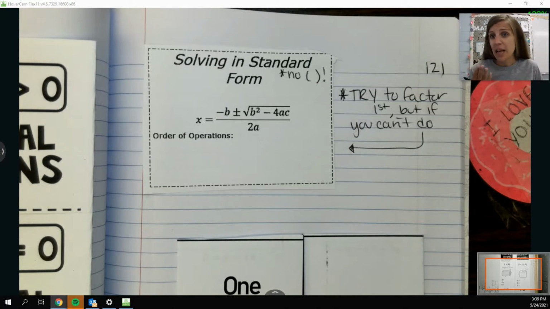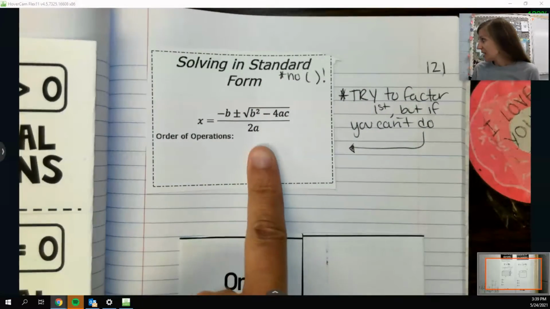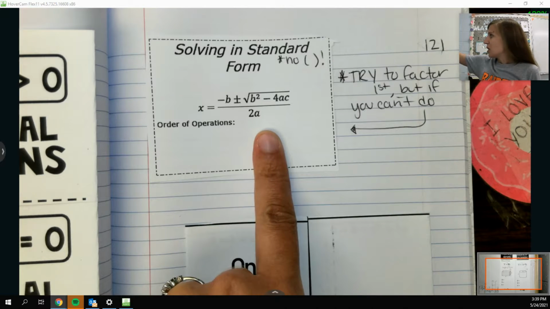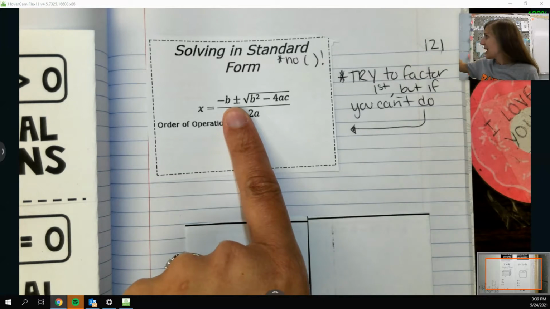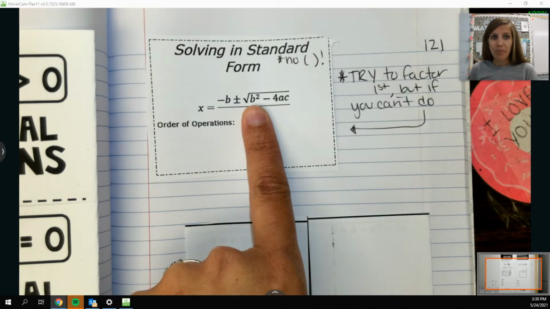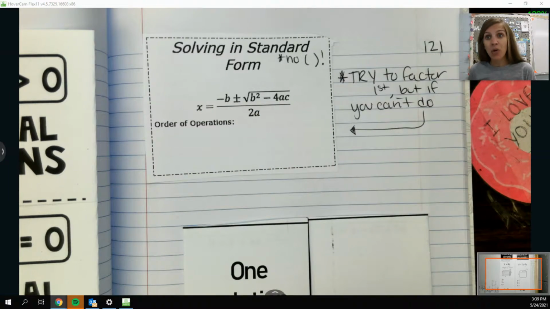So kind of like when we tell you that the formula for finding area of a rectangle is base times height, the way that we find the x-intercepts or the x solutions in standard form is by using this crazy equation right here, okay? So sort of the way that I say it is negative b plus or minus the square root of b squared minus 4ac all over 2a. So it's a big old formula to remember.